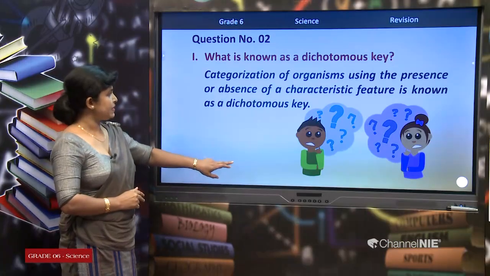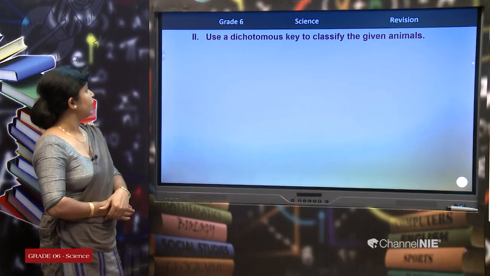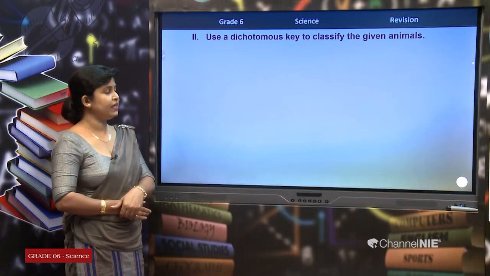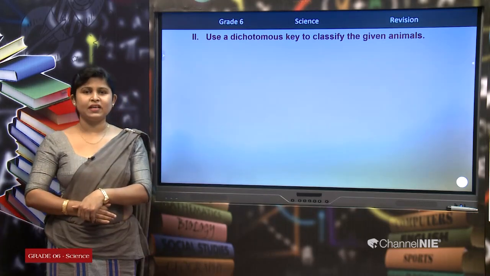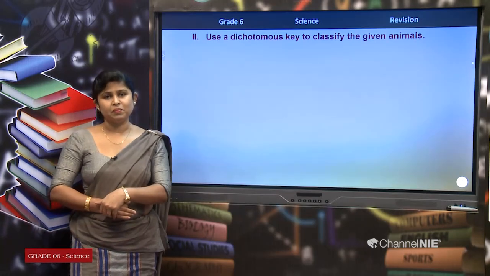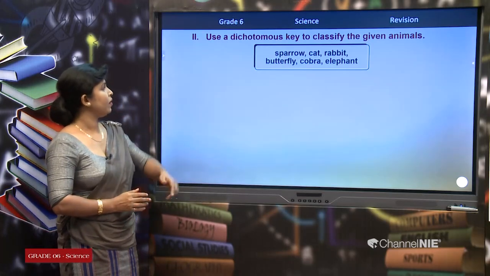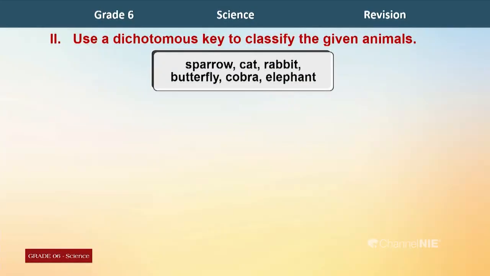Right? Let's take an example. Look at the question. Use a dichotomous key to classify the given animals. Right? Now, we are going to construct a dichotomous key. I think you will help me. I have given you 6 animals. Here are the animals given by me. You can see sparrow, cat, rabbit, butterfly, cobra and elephant. There are 6 animals.